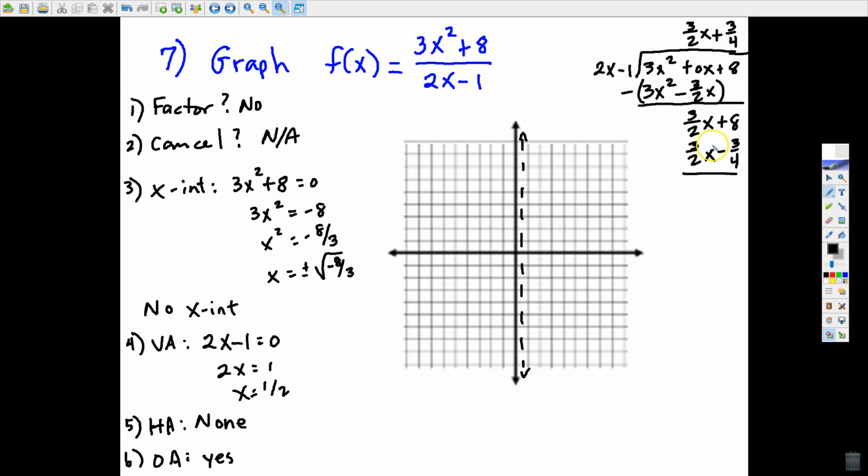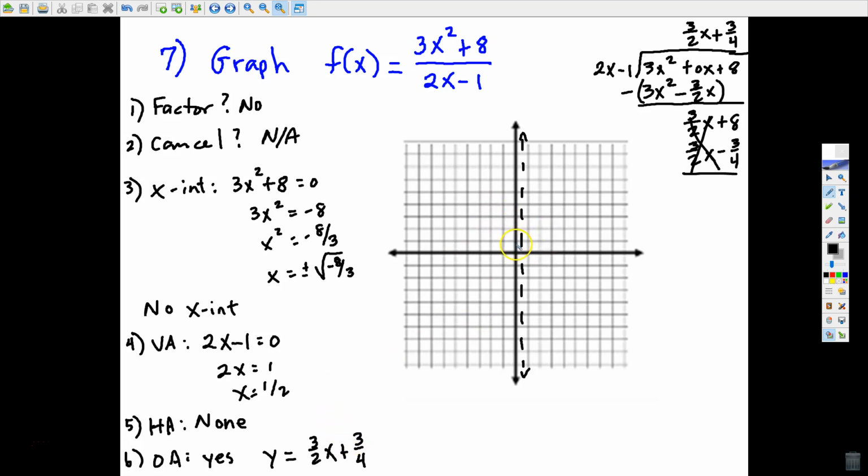When you discover that you've got a constant here, there is no variable, notice how x is gone, and you're going to be dividing 2x into some constant. Well, since it doesn't have x involved, you can't divide 2x into just a constant. So when you reach a point where you can't divide anymore, then the result becomes your oblique asymptote. So the line that we're going to draw representing our oblique asymptote will be y equals 3/2x plus 3/4.